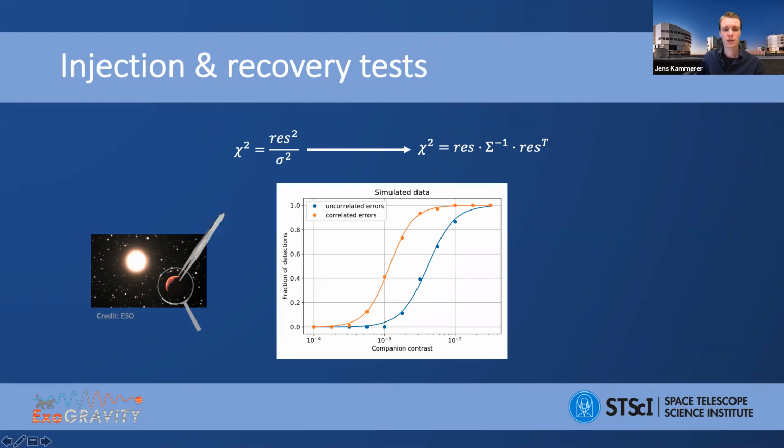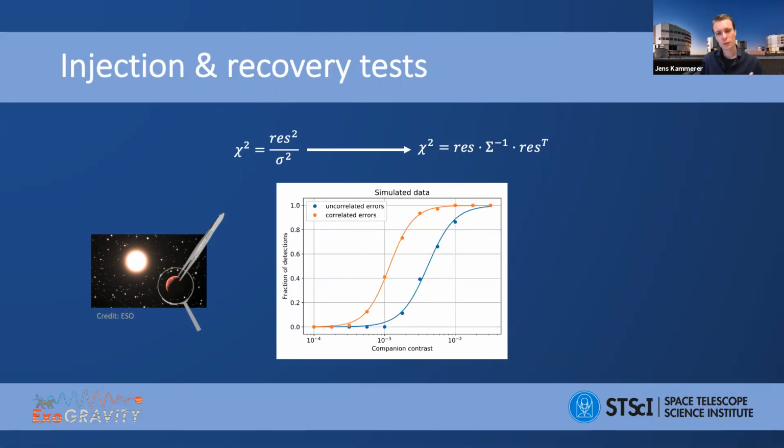And this figure here shows then the number of the correctly recovered companions as a function of the companion contrast. So if we inject very bright companions, of course, we always find them. And if we inject very faint companions, we never find them. And somewhere in between here is where we approach the detection limits of the GRAVITY dataset. And as you can see, if you do account for the full covariance matrix, then this curve shifts significantly towards fainter contrasts, and the detection limits improve by a factor of about 2 to 3.